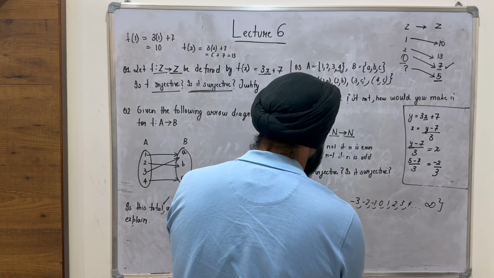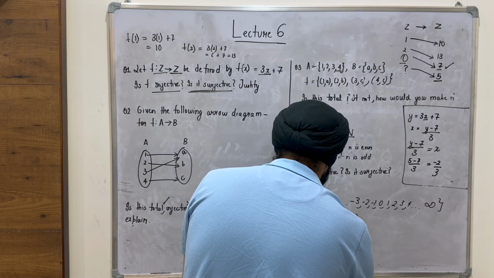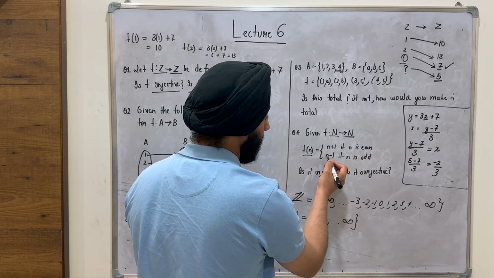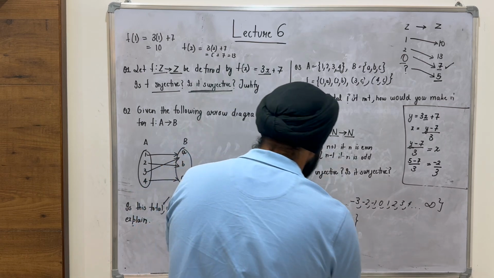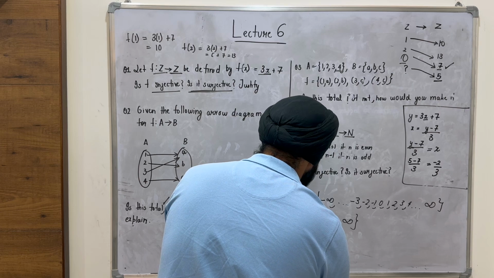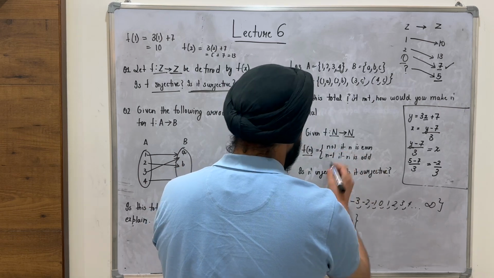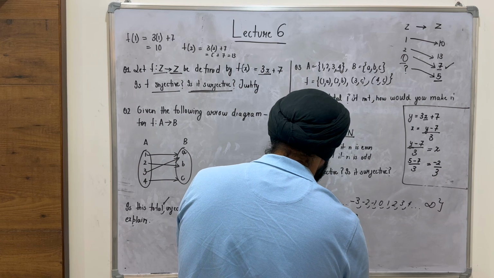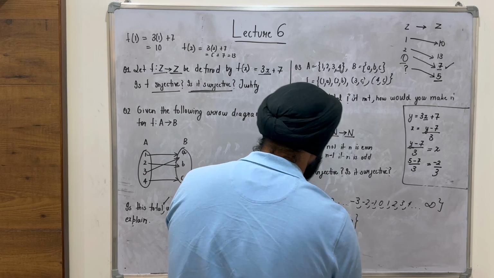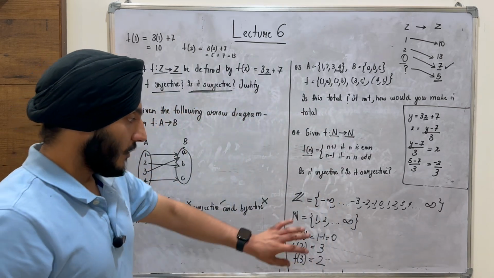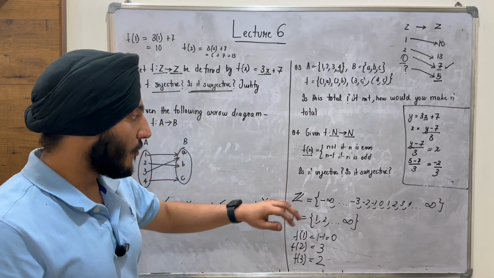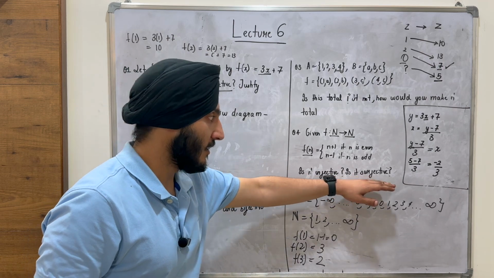I'm going to start with the first natural number, f(1). 1 is an odd number, and according to this function, if it's odd, then I should do the value minus 1. So I should do 1 minus 1, which is equal to 0. If the value is 2, which is even, I should do n plus 1, which is 3. If the value is 3, I should do minus 1, which results in 2 over here. So I hope you have a basic idea of how this function is working. Now the question is, is this injective and is it surjective?